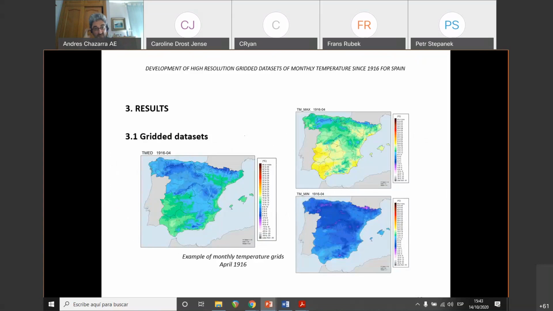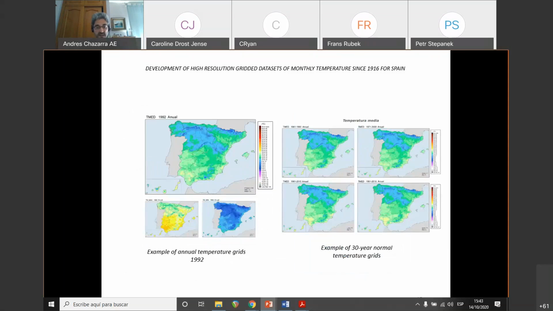And finally, I'm going to show you some results, some products that we have created. First, we can see here some examples of grid data sets. These are examples of April 1916 for mean temperature, mean daily maximum temperature, and monthly mean daily minimum temperature. We also created annual grids and 50-year normal temperature grids, as you can see in these samples.